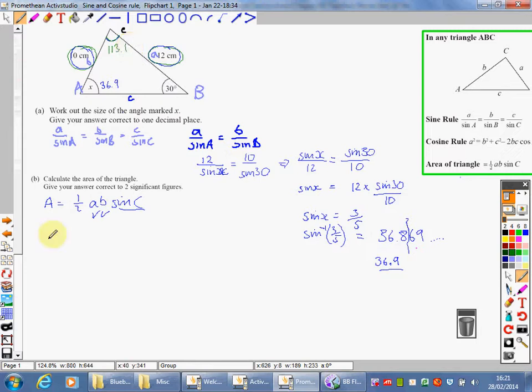So now I can fill in my formula. Area equals a half ab sine C. So 10 times 12 times the sine of 113.1. That's degrees, by the way. All I'm going to do is type that into my calculator. So 0.5 times 10 times 12 times the sine of 113.1.